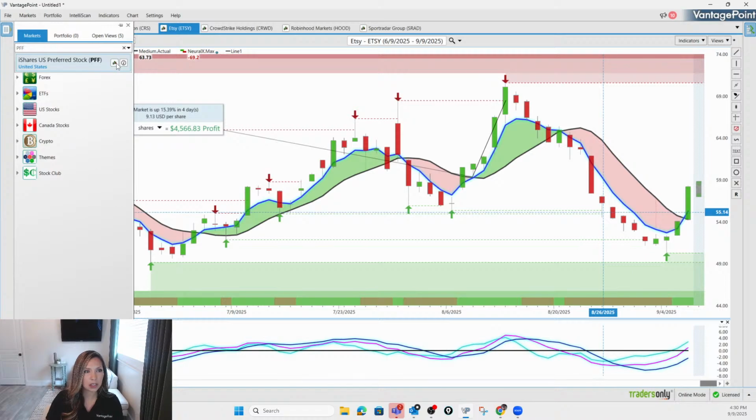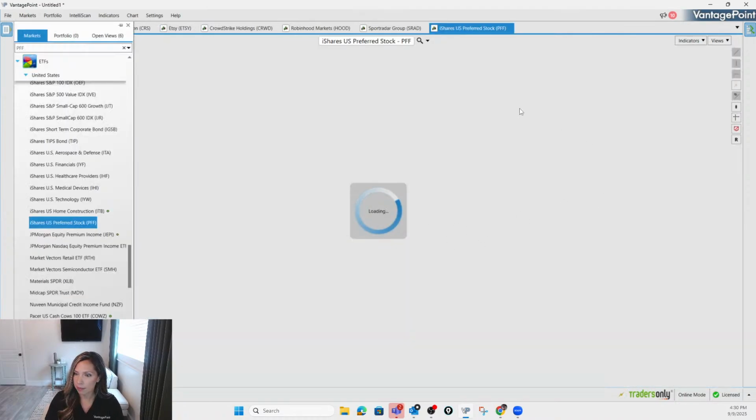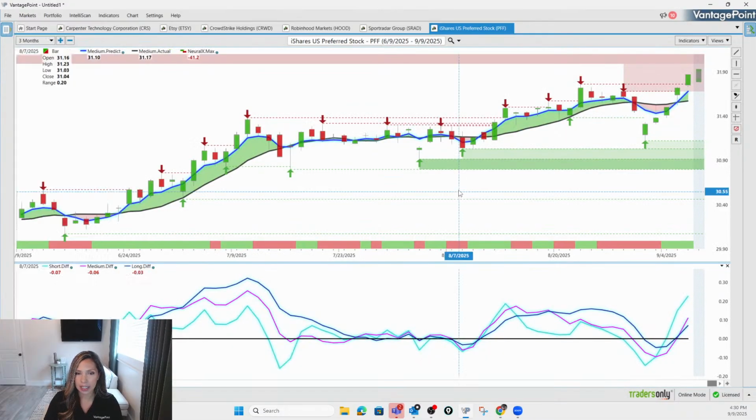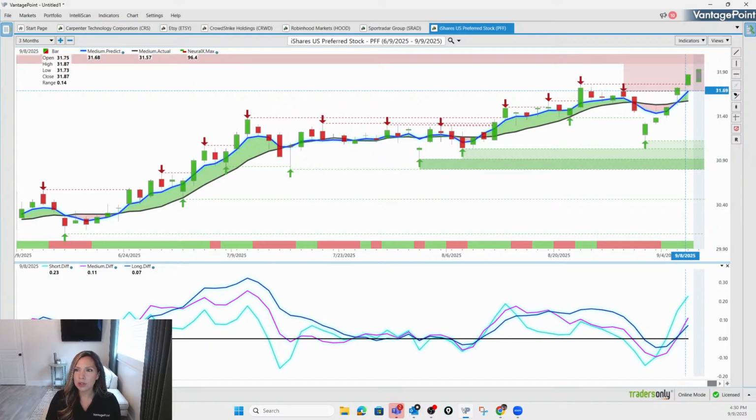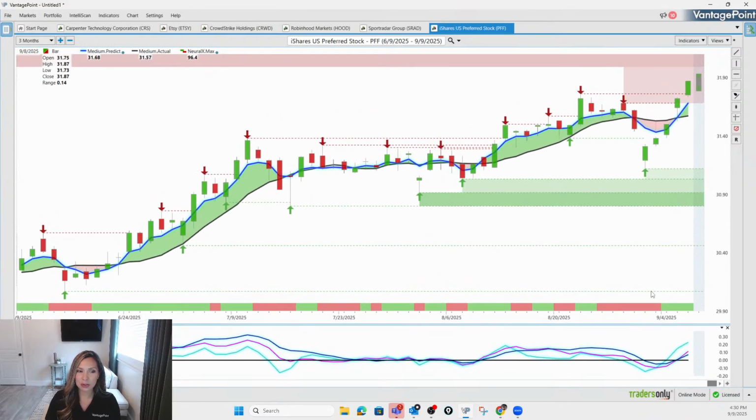And so let's take a look at PFF. All right, that was the ticker symbol from some of you that I got in here. So let's look at PFF for a second. So if you take a look at PFF, what happened recently? And we have quite a few support and resistance levels in this scenario. So let's walk through this together.